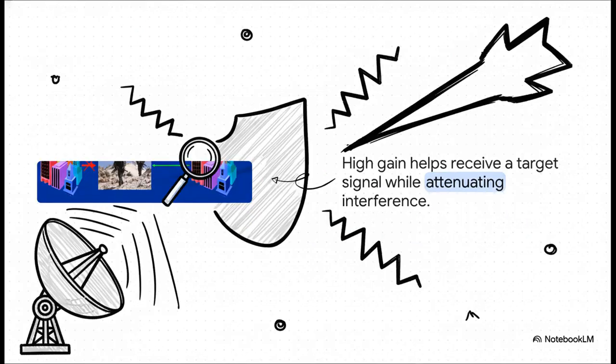And gain is just as crucial. A high-gain antenna acts like a telephoto lens, but for radio waves. It lets you zoom in on the signal you want, while attenuating or weakening all the noise and interference coming from other directions. It makes that one important signal really pop.